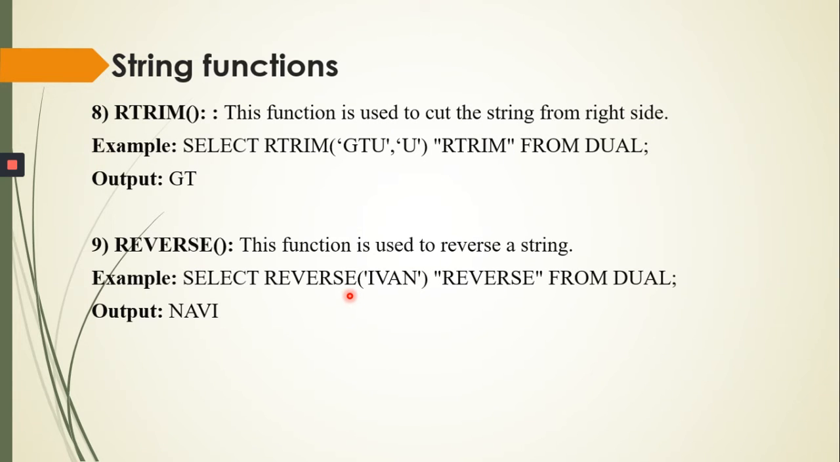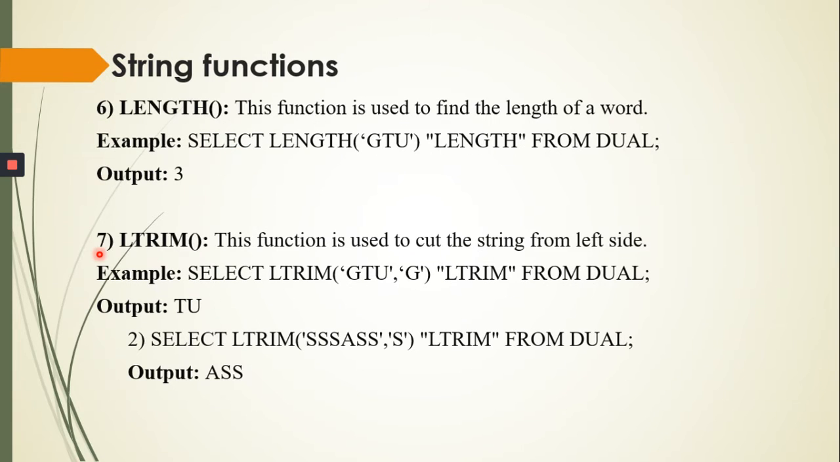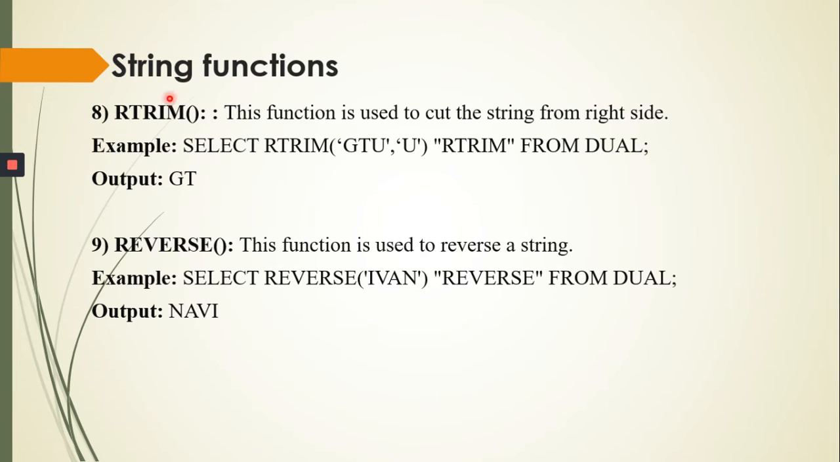Next is RTRIM function. It is the opposite of LTRIM function. LTRIM cuts from the left side, and as the name suggests, RTRIM cuts from the right side. So same like this, we are providing GTU and providing character U. From the right side it will cut the U, so the output will be GT.